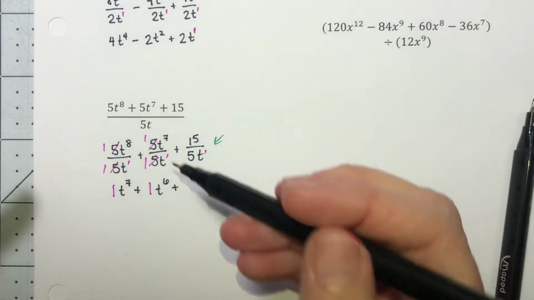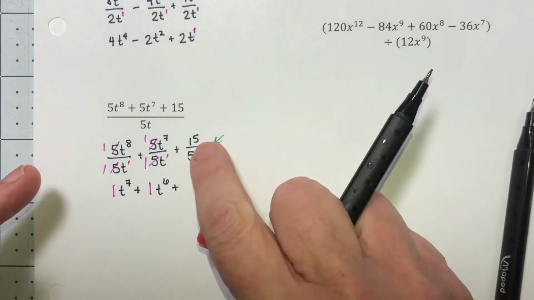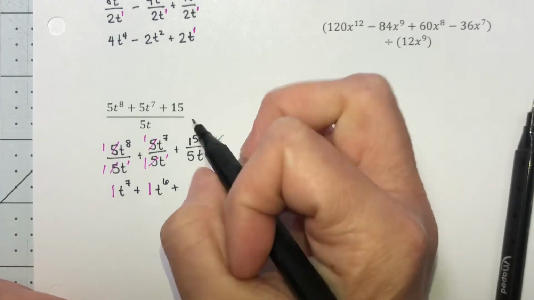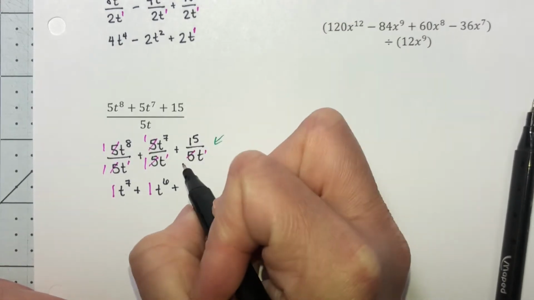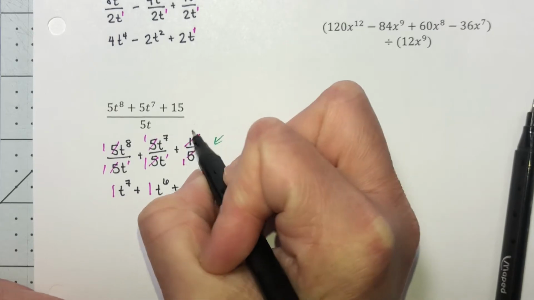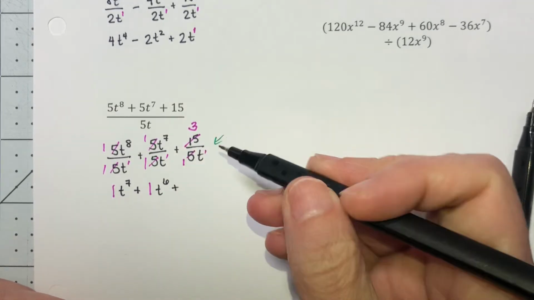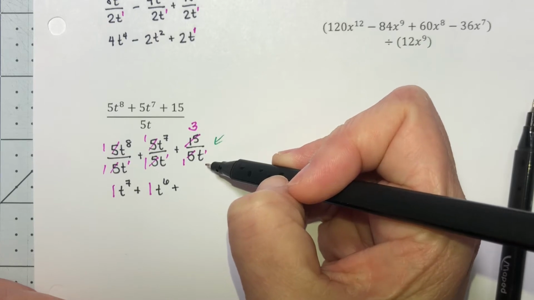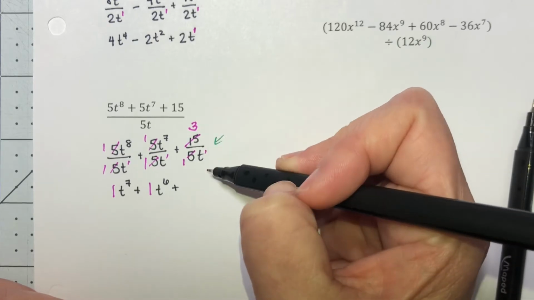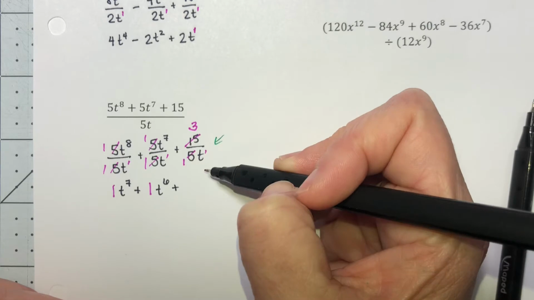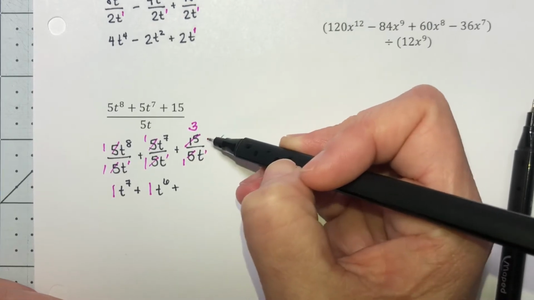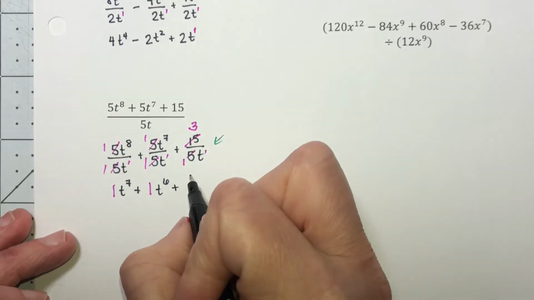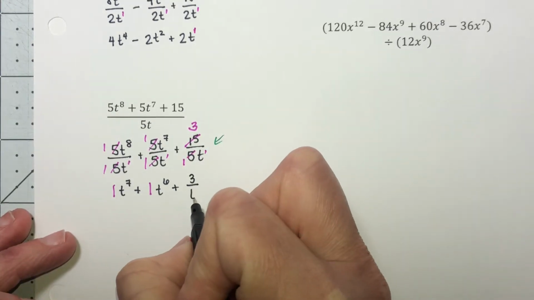So what we're going to do is reduce it as much as possible. Pretend the t's not there for a second. The 5 and the 15, they're both divisible by 5. If I divide that by 5, I get a 1. If I divide this by 5, I get a 3. So right now I have 3 over t to the first power. I can only deal with my variables if I have the same variable on the top and the bottom, and I don't have another t here. So this is stuck. This is 3 over t.